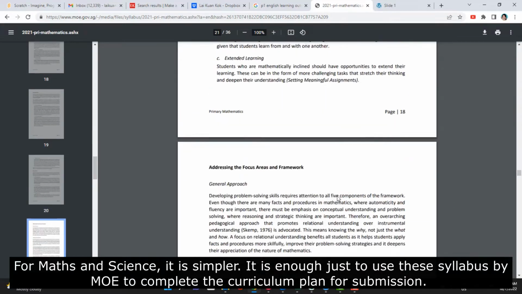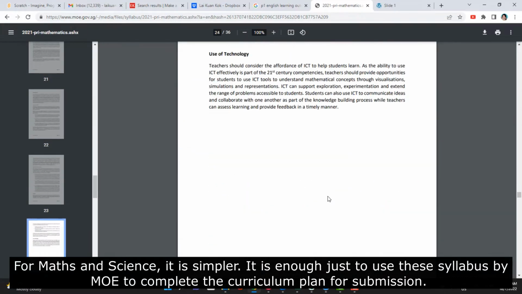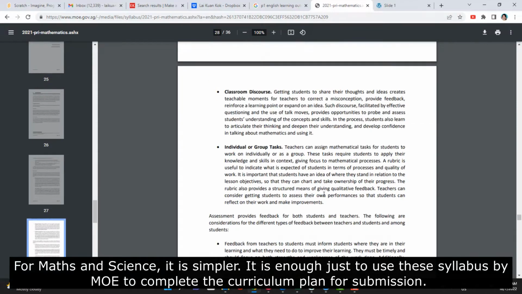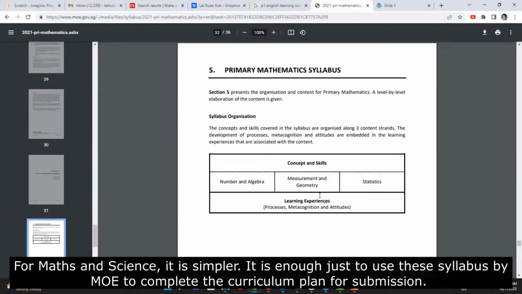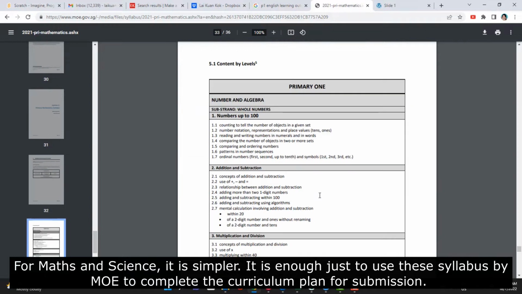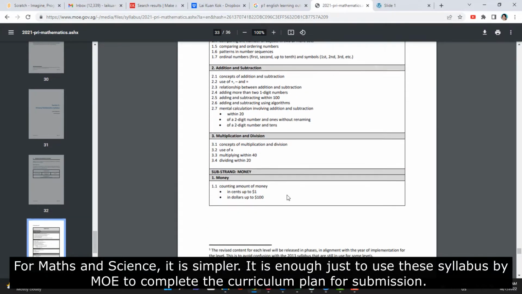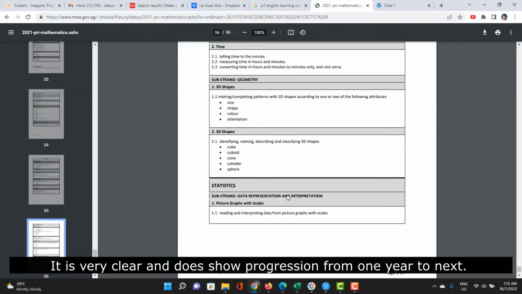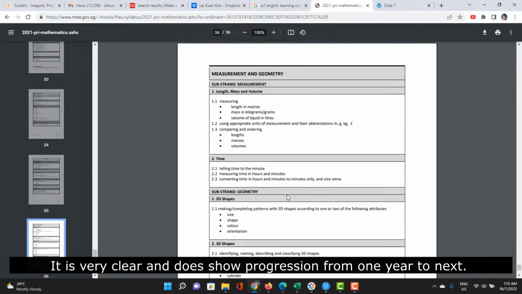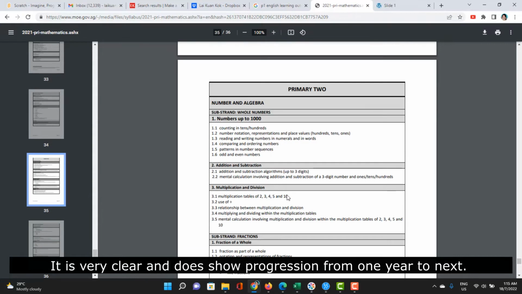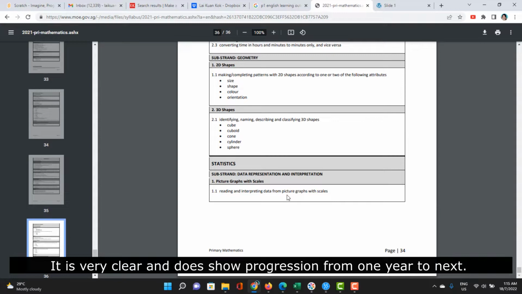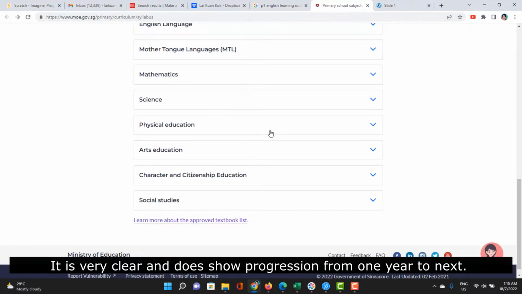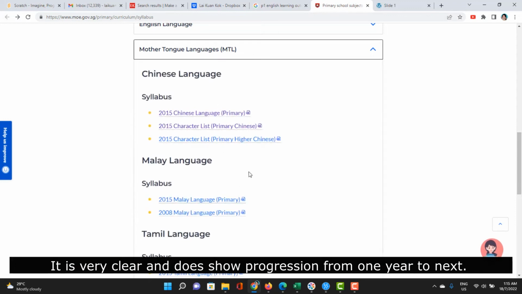Now for maths and science is generally simpler. Maths and science is enough to just use this resource, this MOE syllabus, which is on their website, to complete the teaching plan or the curriculum that you are submitting if you're using the MOE standard, right? So it is very, very good enough already. Very, very clear. They also show the progression already from one year to the next. So you're good to go for maths and science, yeah?